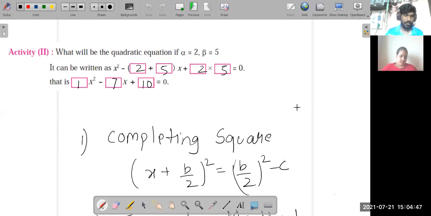Fourth one. You have written the formula wrong. See, you have written x is equal to minus b plus minus under root 4ac. It has to be under root b square minus 4ac. So correct that.